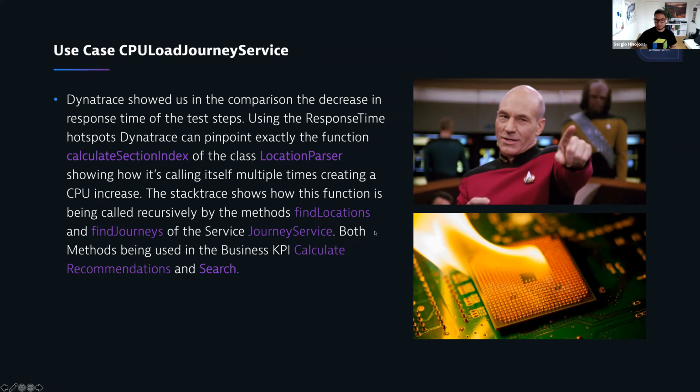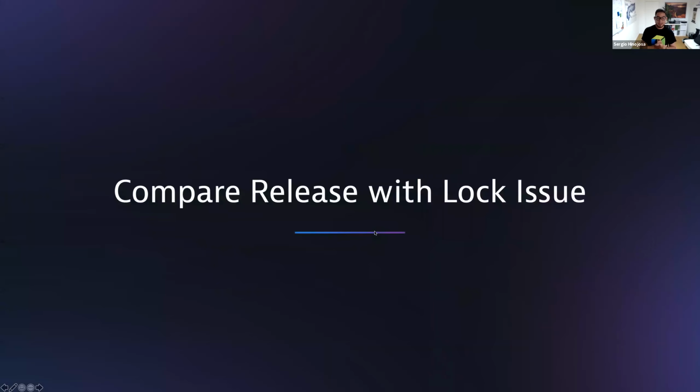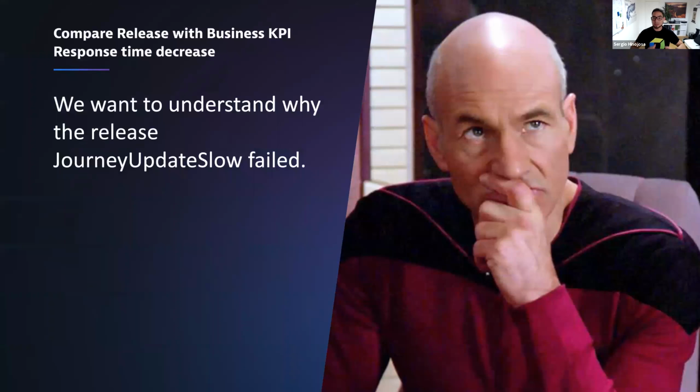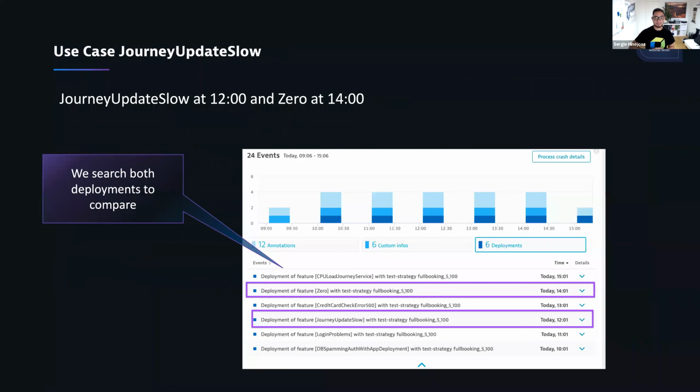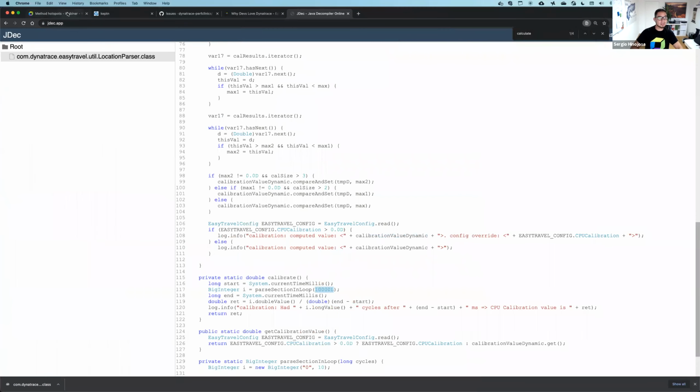On the journey service. So now that we compare one, let's go and compare another one, because now we know how this works. So now we want to understand why the release journey update slow failed. Captain Performance know already how to do the comparison. So let's do it. So the journey update slow. Let's see on this and our environment.